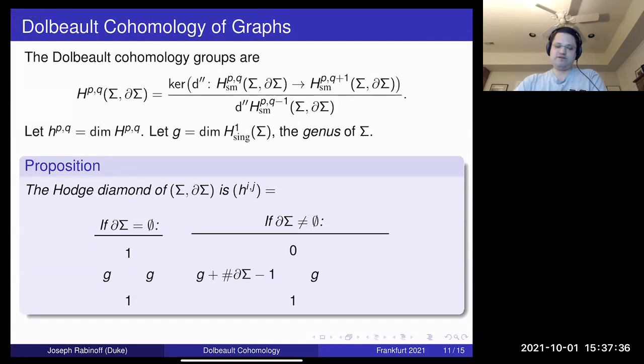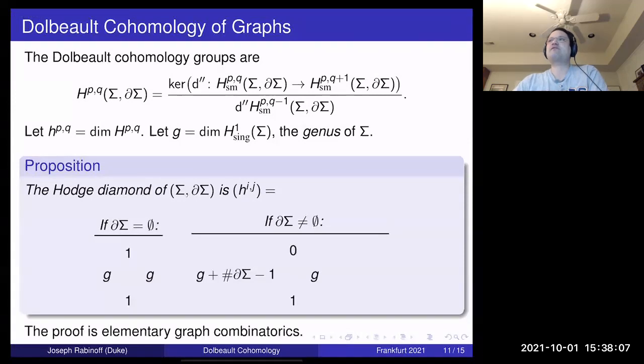And if the boundary is not 0, I'm not sure what you would necessarily expect here, since in the complex analytic world, these things would generally be infinite dimensional, I guess. But anyway, I don't know how you would even define these in the complex analytic world, but this is what it is for graphs. h^{1,1} is 0, h^{0,0} is 1 still, h^{0,1} is g, but h^{1,0} is g plus the number of boundary vertices minus 1. And proving this is just an exercise in elementary graph combinatorics. It's kind of fun. You use incidence matrices and various properties of incidence matrices and fun stuff like that.